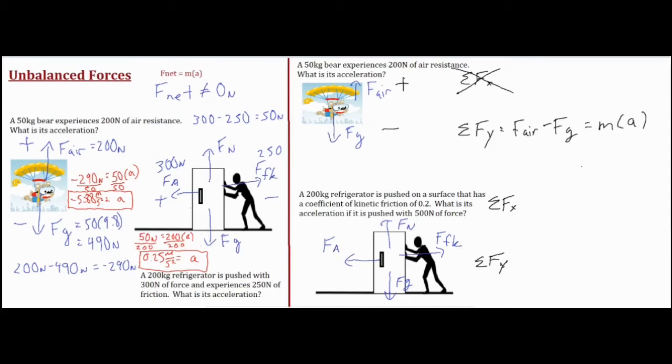And then from there, we're just going to go ahead and plug in our values and say that air resistance is 200 newtons as given in the problem. Our Fg is mg, mass times 9.8, and that equals our mass of 50 times a. Okay, so we're going to work out that math as we did earlier, and then we will get negative 290 equals 50a, and then divide both sides by 50.